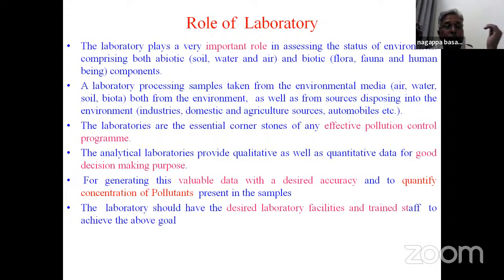Generating this valuable data with the desired accuracy is more important, and the quantitative concentration of pollutants present in the samples is more important to take any decision or to make any pollution control programs. The laboratory should have the desired laboratory facilities, very good sophisticated equipment, and also trained staff. I have seen a lot of civil engineering laboratories. Trained staff is not at all available in Karnataka. As far as Karnataka is concerned, I have visited all the engineering colleges and a lot of private laboratories also. Trained staff is required to get very good data to achieve the above goal.